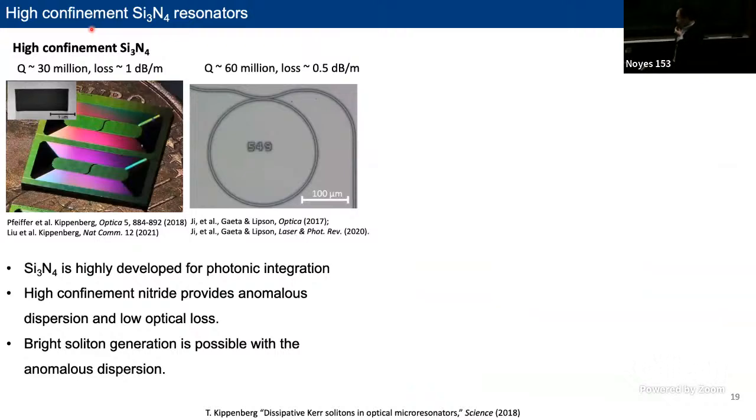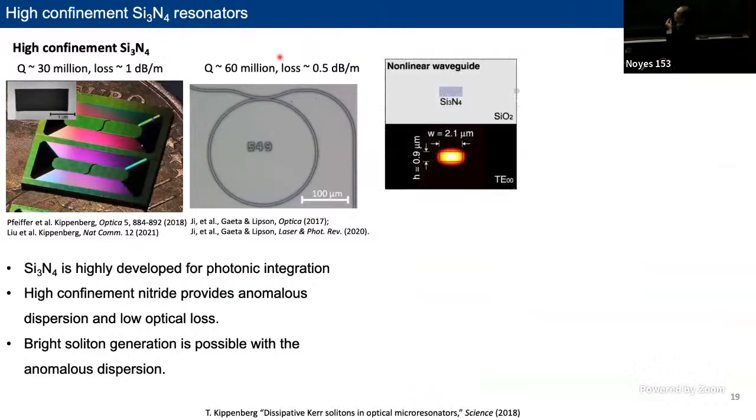So why is it called high confinement nitride? Because the thickness of the waveguide that you'll be using in this kind of platform will be comparable with the wavelength you're operating at. In this case, the example is that we are operating at about 1.5 micron, and the thickness is about 1 micron. Because the thickness is comparable with your wavelength, the mode is highly confined within the silicon nitride region. That is the reason why this platform is called high confinement silicon nitride. And the Q factor fabricated from this platform can reach as high as 60 million, demonstrated by Giata's group, I believe.